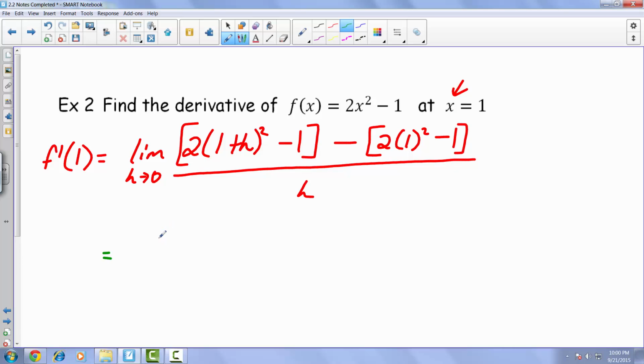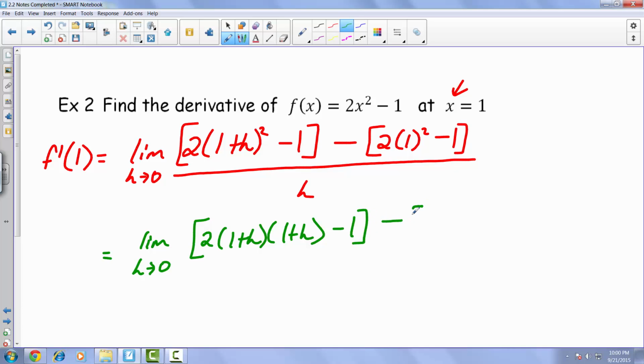Going ahead and simplifying this, we end up then with the limit as h goes to 0. Just for the sake that we're all on the same page, I'm going to go ahead and rewrite this as 2 times 1 plus h times 1 plus h minus 1, minus, over here we end up with 1 squared is 1 times 2 is 2. 2 minus 1 comes out to be 1. And this is all over h.